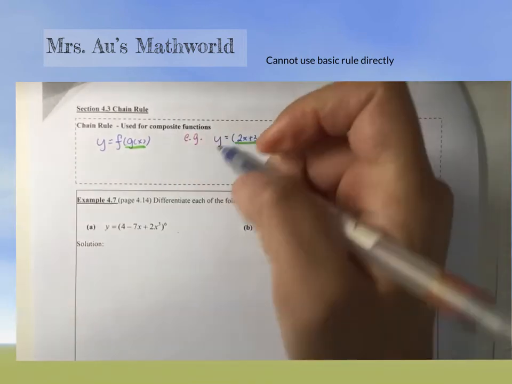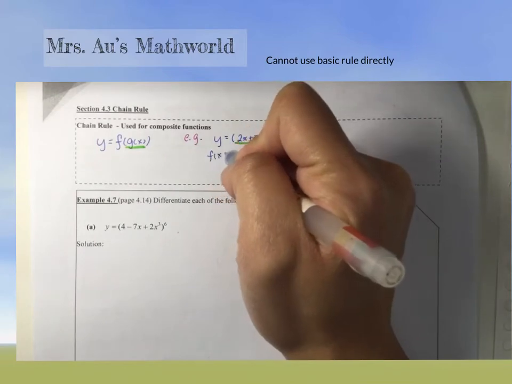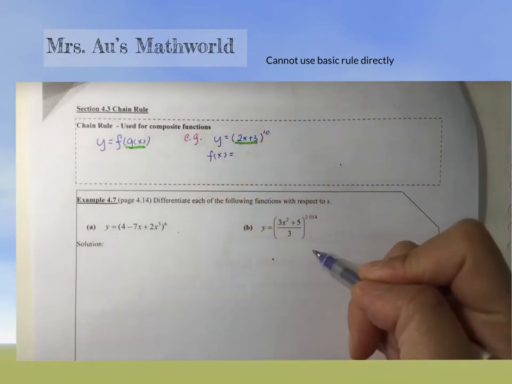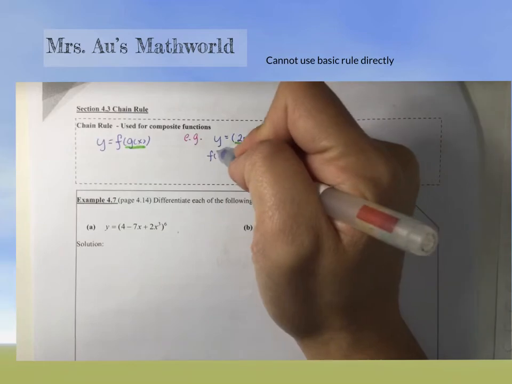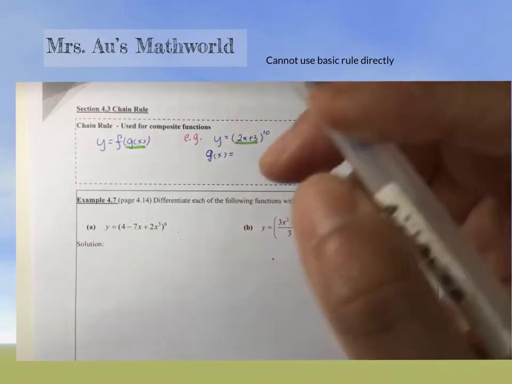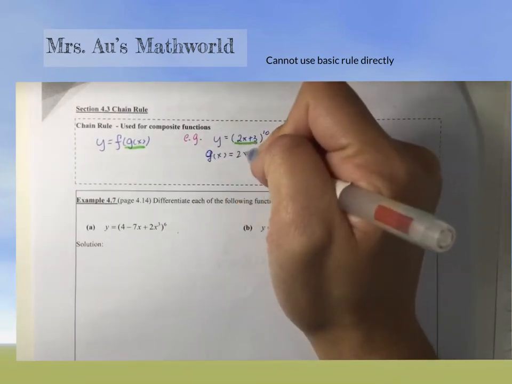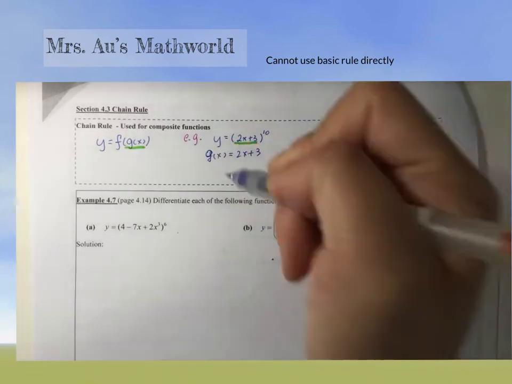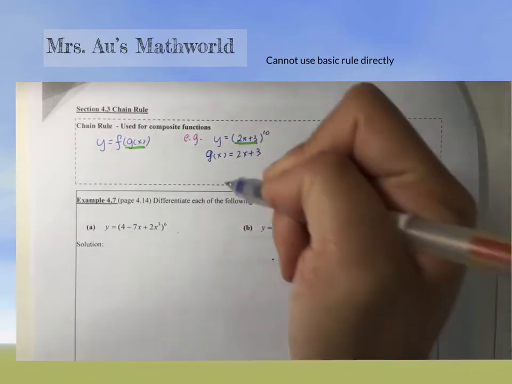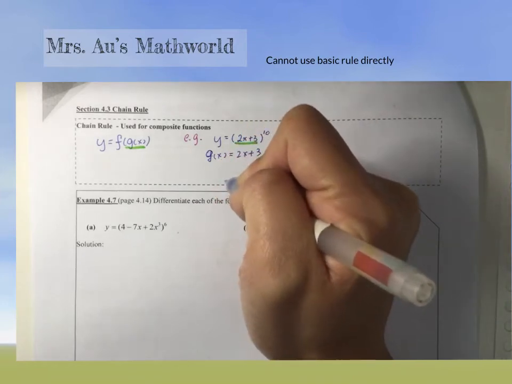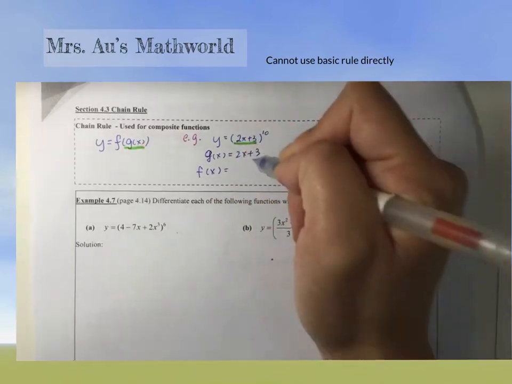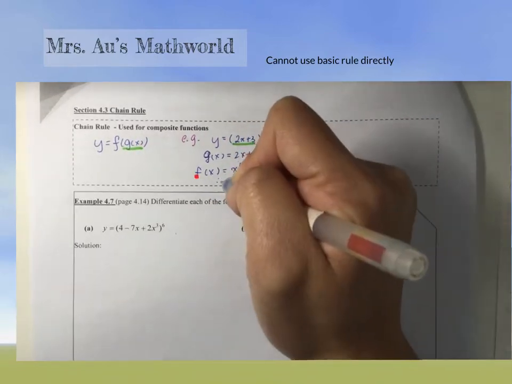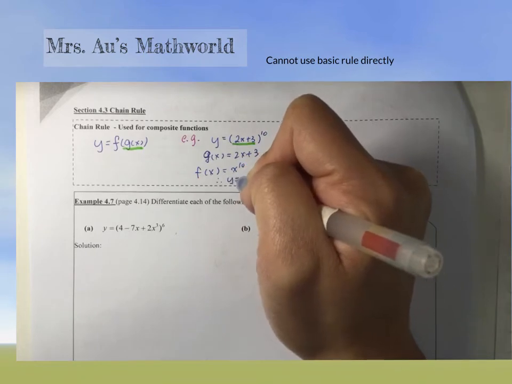So we use the basic rules to help us handle the function in 2 steps. One of the steps is we handle the things inside first. It will split into 2 parts. The first part is the inside, 2x plus 3, and then after that we split it into the outside.